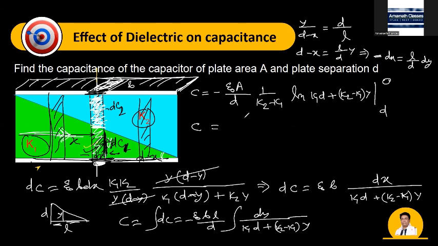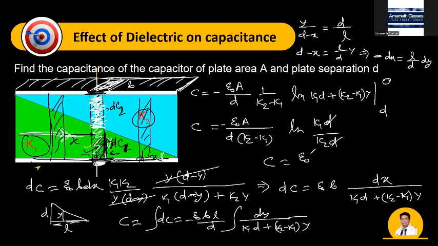cancel out later. So it will be epsilon naught A by D K2 minus K1. If you put y as 0, it is ln K1D. And now if I put y as D, then K1D and K1D will get cancelled, minus K1D, so it will be just K2D, with a negative sign. The D's will get cancelled.